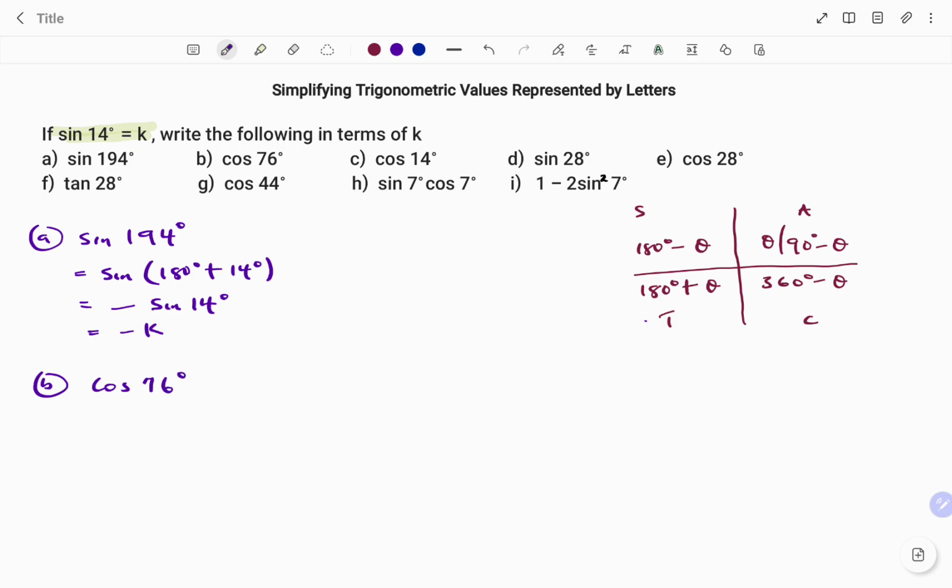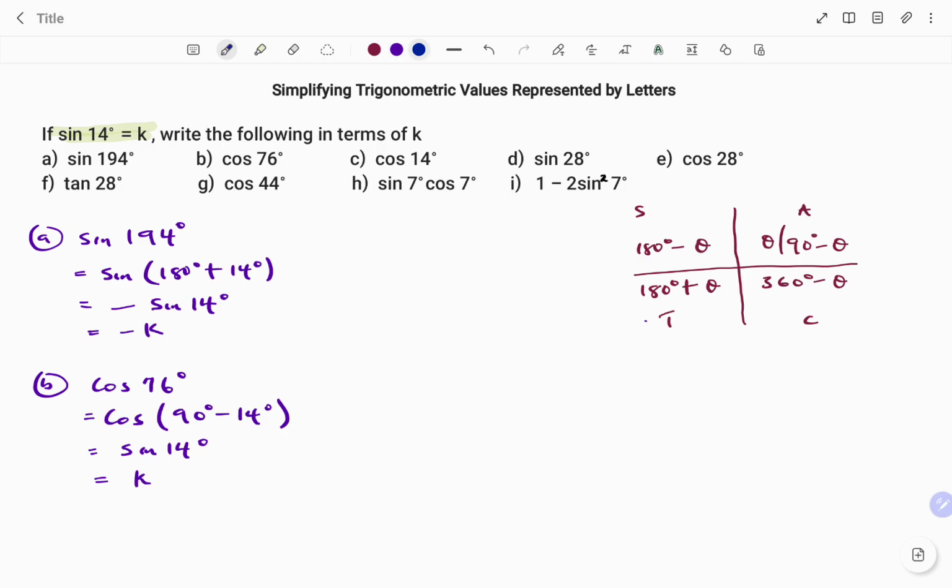In the second question, we have cos 76 degrees. That's in the first quadrant. Using reduction, I can break that down as cos of 90 degrees minus 14 degrees. Using cofunction, cos of 90 minus theta is equal to sine theta, so that's equal to sine 14 degrees, and we've been given sine 14 degrees to be equal to k, so cos 76 degrees is equal to k.